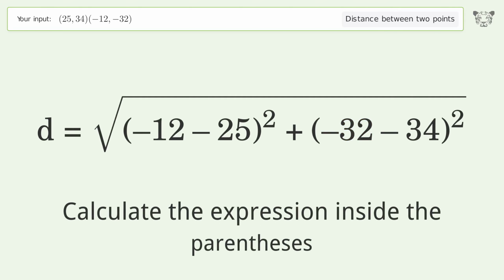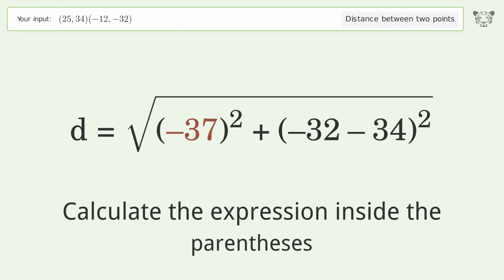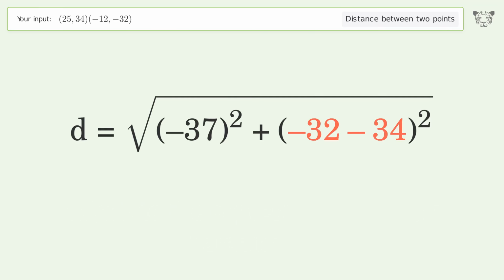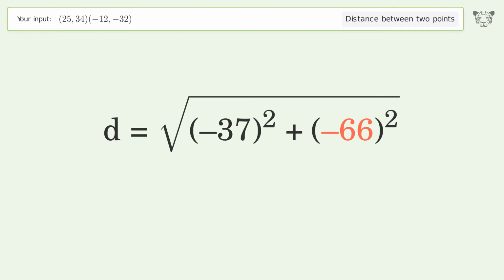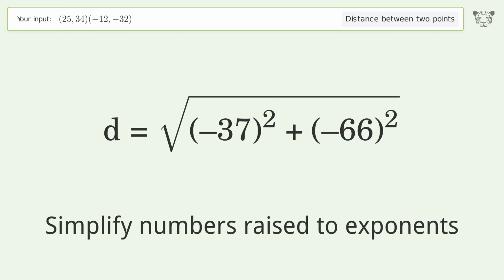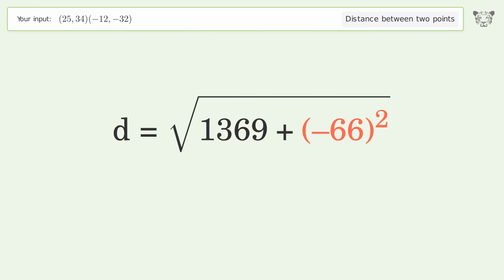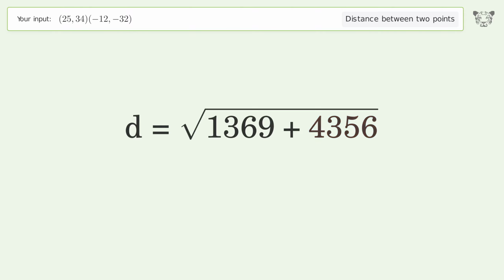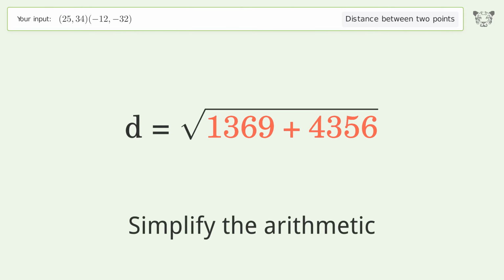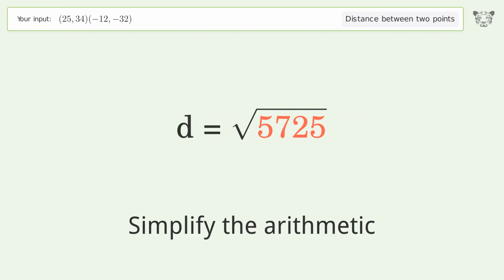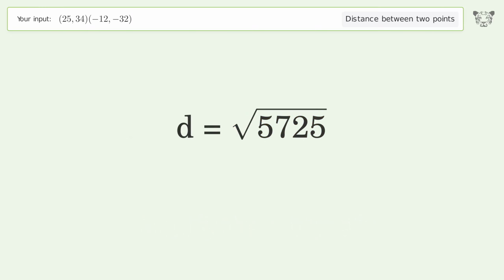Calculate the expression inside the parentheses. Simplify numbers raised to exponents. Simplify the arithmetic. And so the distance between the 2 points is the square root of 5,725 or 75.664.